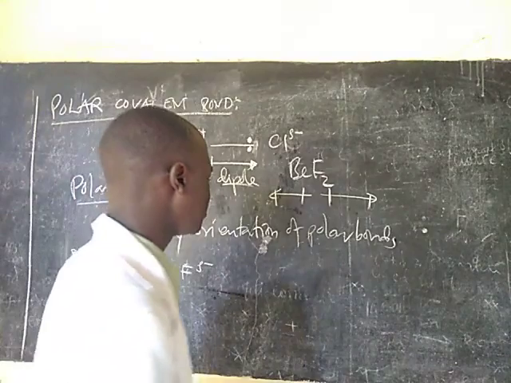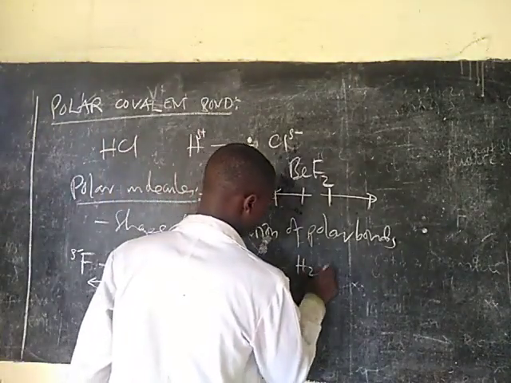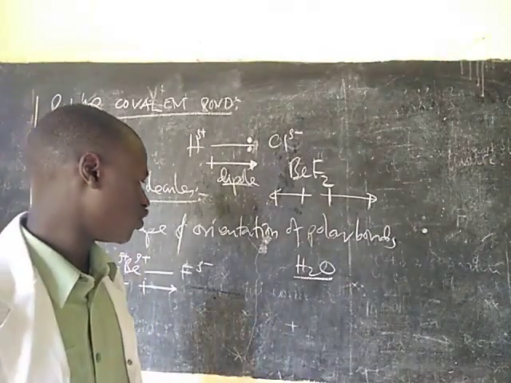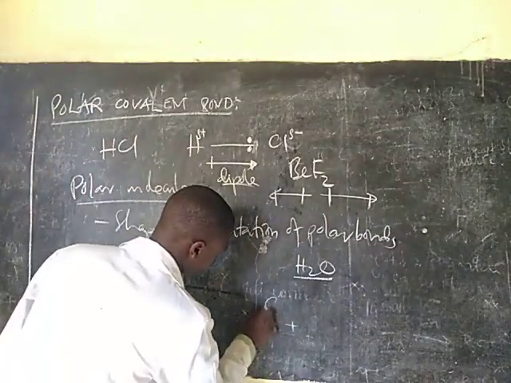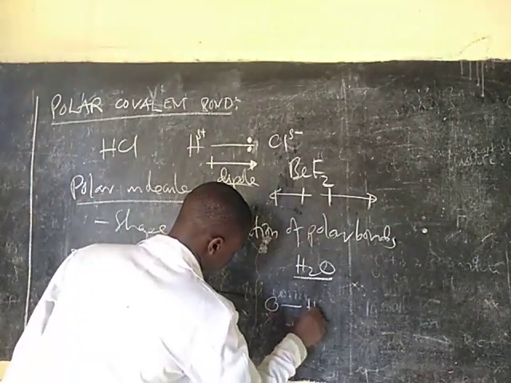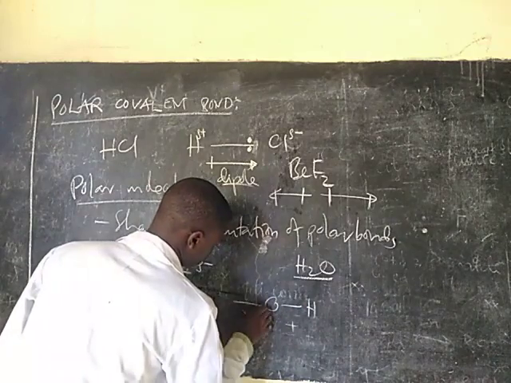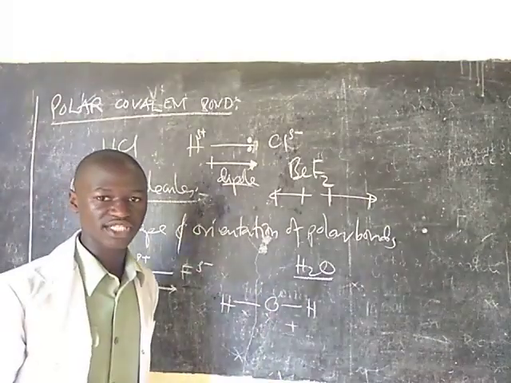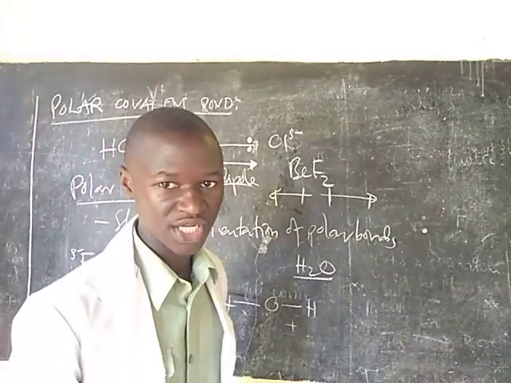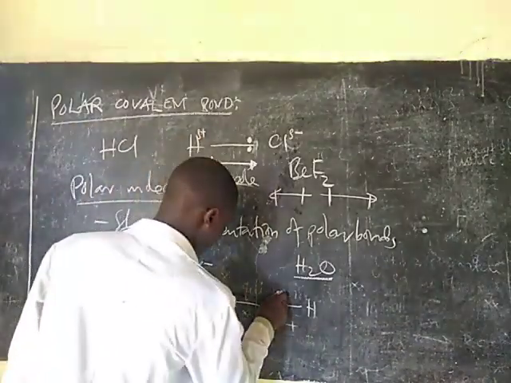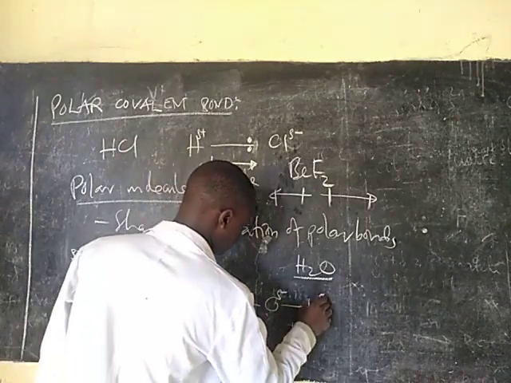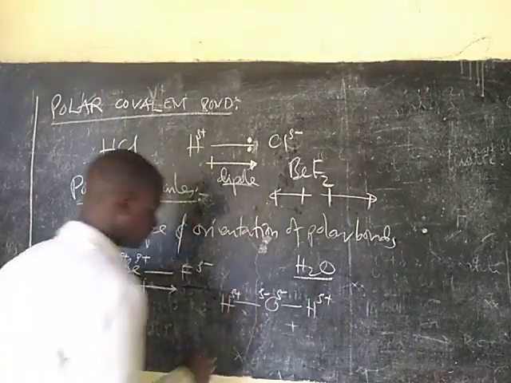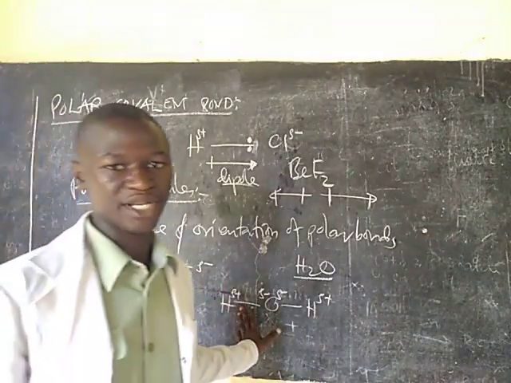So say we have water. Most students could expect water to be like this, maybe oxygen, then hydrogen, to be like this. And as we know that oxygen is more electronegative than hydrogen, we could expect the oxygen to be partial negative and the hydrogens to be partial positive. This is actually what happens.